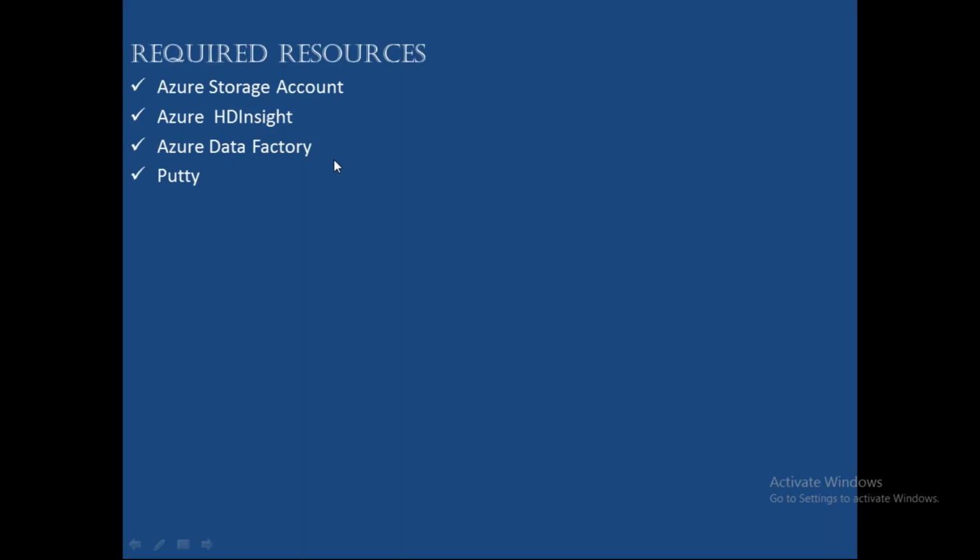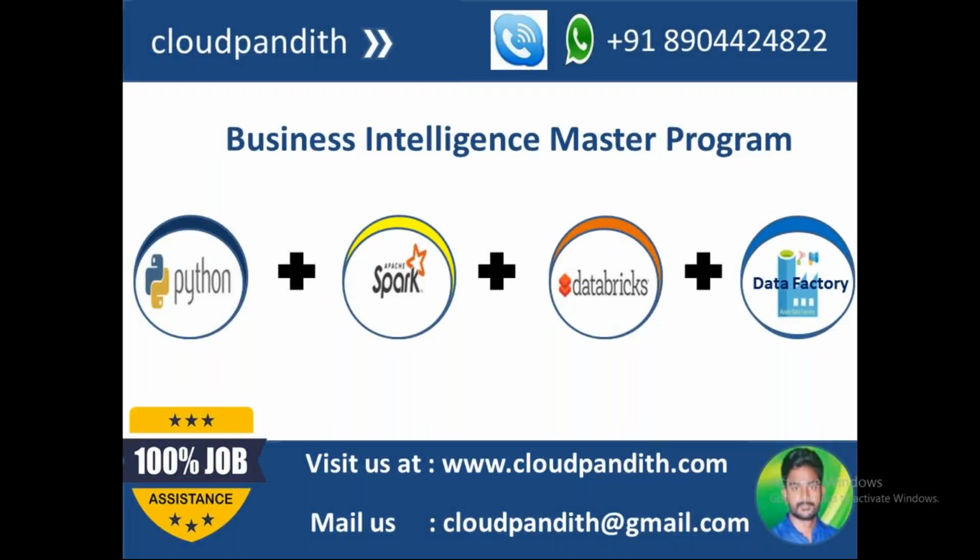We need to submit our Spark code on Azure HDInsight by using a Spark activity in Azure Data Factory. PuTTY is also one of the ways to submit. Then you have Jupyter. Jupyter will come automatically within Azure HDInsight. You don't need to install Jupyter separately. Okay, that's all the slides we have.